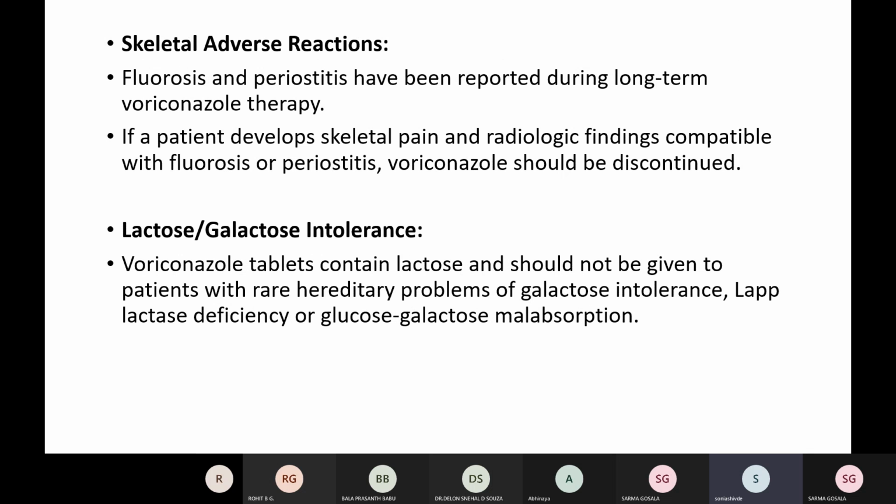Coming to skeletal adverse reactions, this was another unfamiliar side effect which we had never heard of. That is fluorosis and periostitis, which had been reported during long-term voriconazole therapy. If a patient develops any skeletal pains, bone pains, or any radiological findings compatible with fluorosis and periostitis, voriconazole should be discontinued. Lactose and galactose intolerance, these are comparatively rare side effects, but the voriconazole tablet contains lactose and the oral suspension contains sucrose, that is table sugar. So ideally this should be avoided in patients with hereditary problems of galactose intolerance, lactase deficiency or glucose-galactose malabsorption.